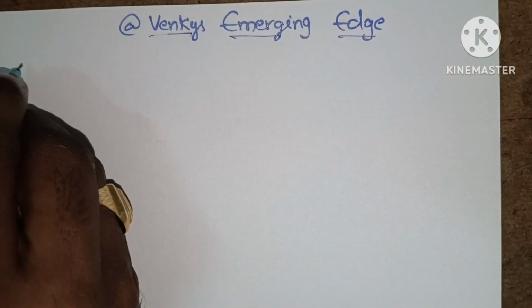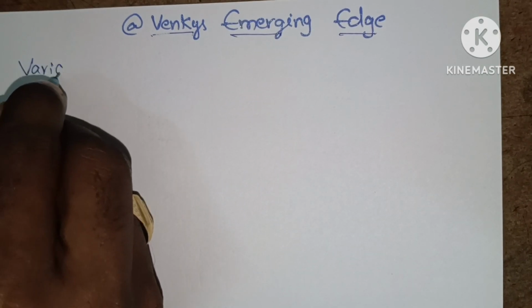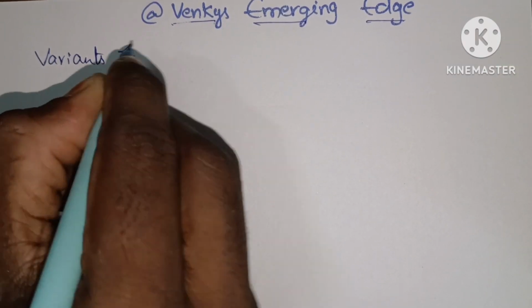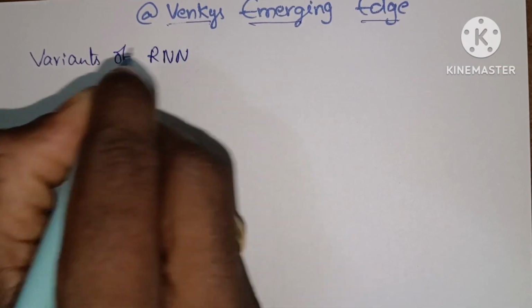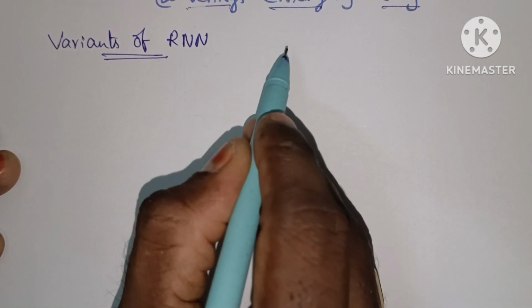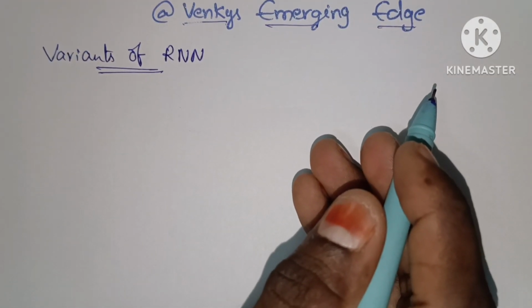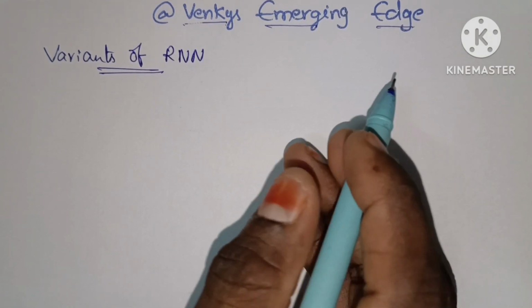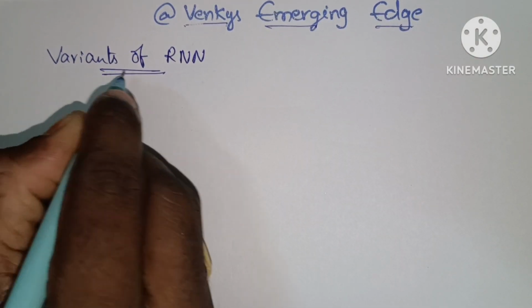So today we are mainly focused on variants of RNN. This explanation is only from the exam point of view as well as for interviews. So what are the different variants of RNN?